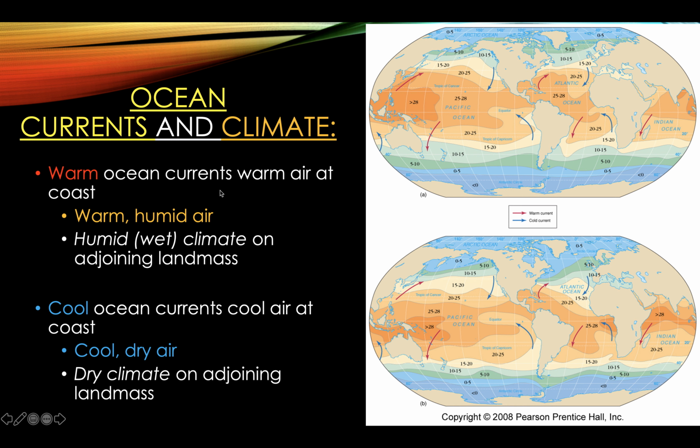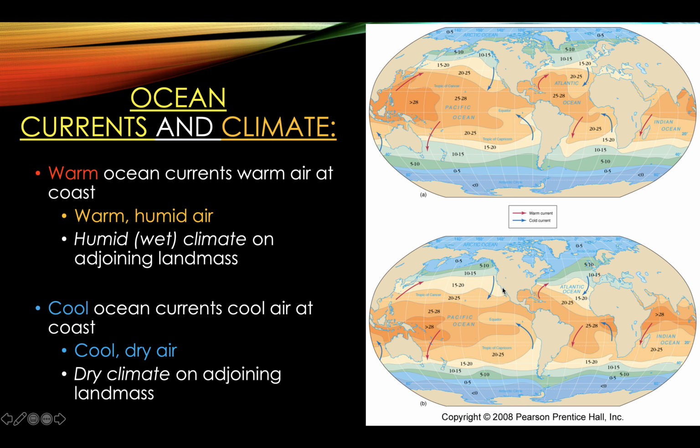Okay, so why do we care about the temperature of ocean currents? We care because warm ocean currents will warm the air at the coast. This leads to warm, humid air and a humid climate on the adjoining landmass. Cold ocean currents, which are these blue arrows here, cool the air, so the air is dry, and on the adjoining landmass you have a dry climate.